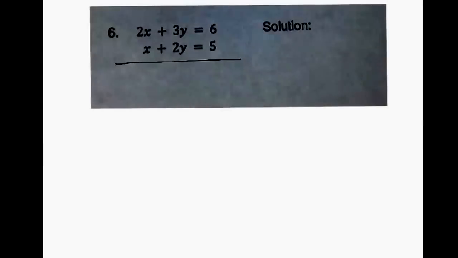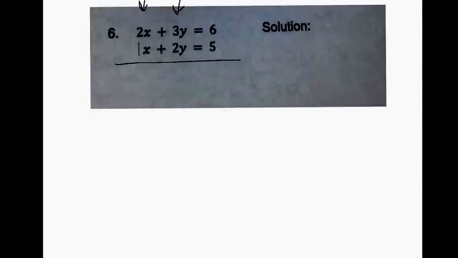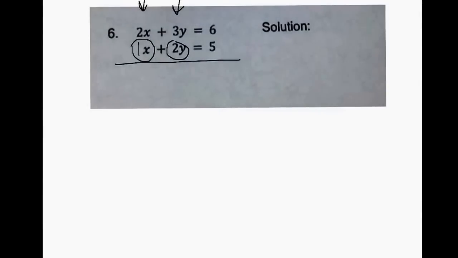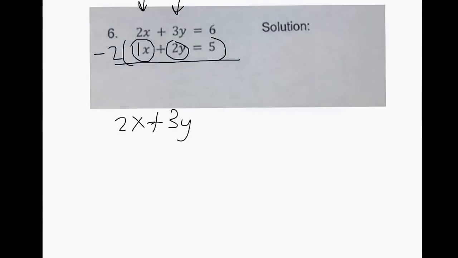On this one, I look here, and there are opposites. I look here, and there are not opposites. So I'm going to have to make a set of opposites if I'm going to solve this using elimination. I have a 1 here. It's easier to make this 1 into the opposite of 2x than it is to make this 2 into the opposite of 3y. I can change this one into a negative 2 by multiplying this entire bottom equation by negative 2. So the top one will stay the same, 2x plus 3y equals 6.